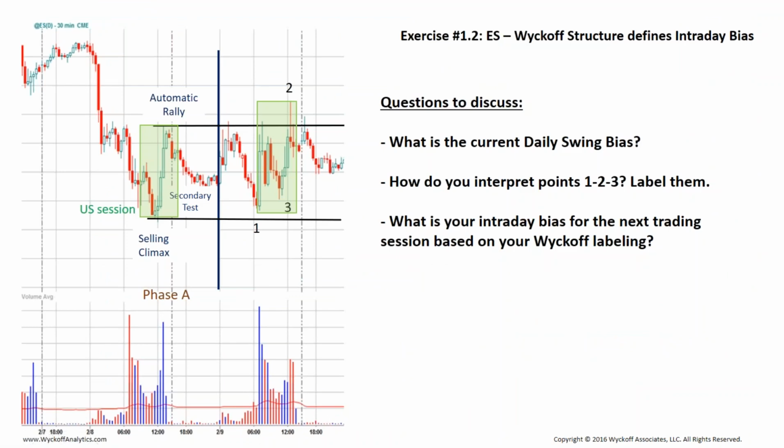Okay. So this is down. Great. How do we interpret points number 1, 2, and 3, and how can we label those? We already know what has happened here, so that gives us a lot of clues as to what's going to happen here. So these are... I was going to say they're all tests in B, but 2.